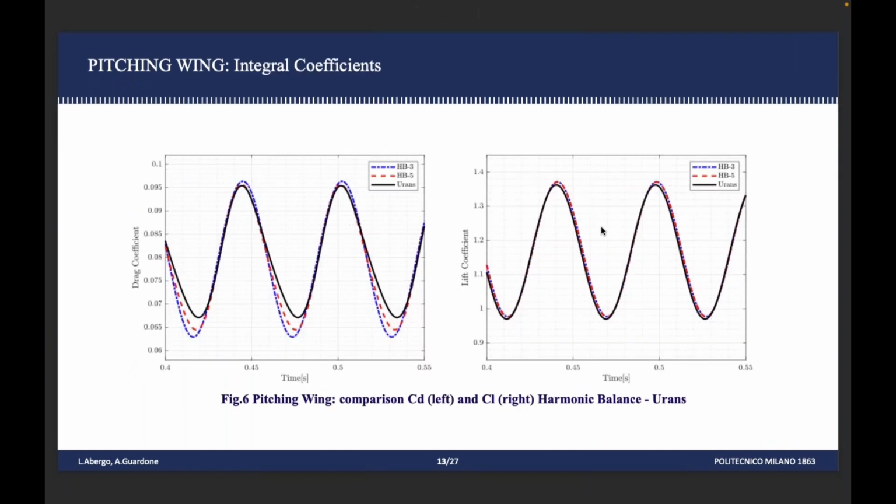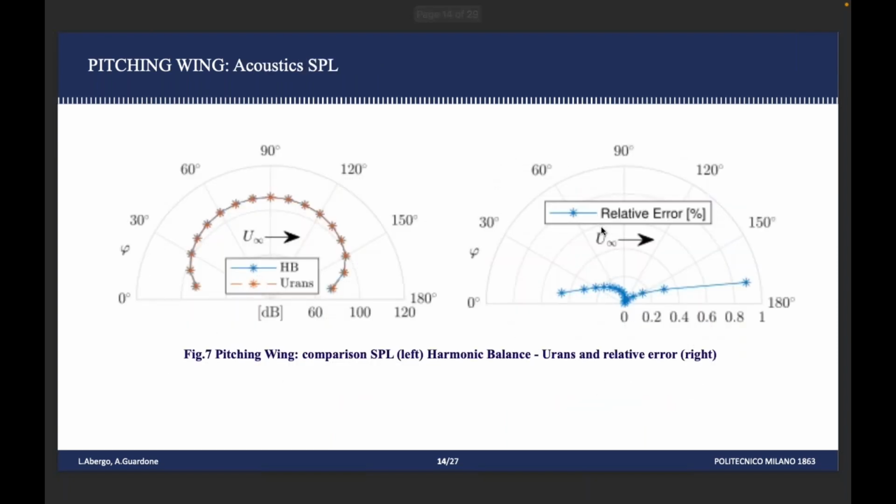Here you can see again that probably 5 frequencies are not enough to well capture the CD history, but we don't see this in the SPL. Here we are comparing an integral quantity about the pressure oscillation perceived by the observer, and the relative error between the harmonic balance and the fully time-accurate solution is lower than 1%. And I can say that the computational time is really reduced.